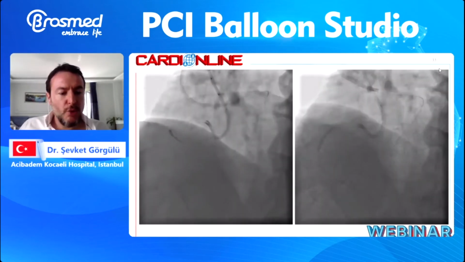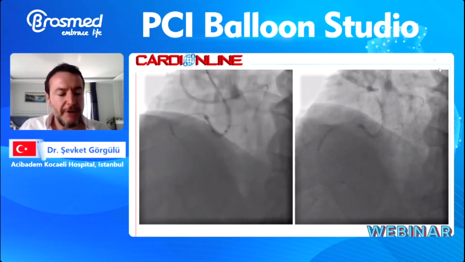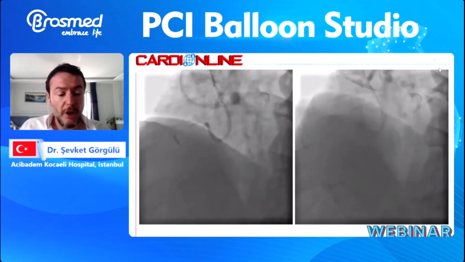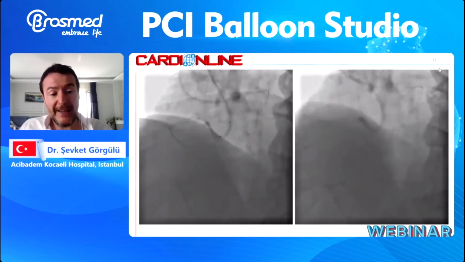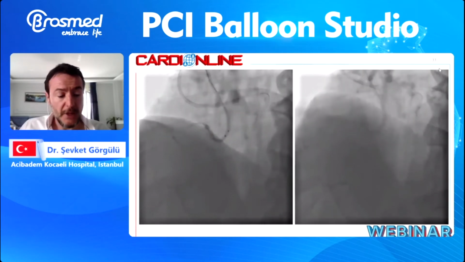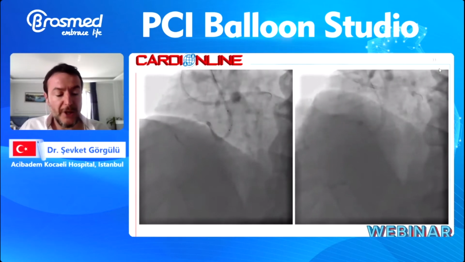So the Pilot 200 was exchanged with R350 after ballooning. The empty micro was trapped to prevent a comeback into the RCA, as you can see here in the left panel. And an Artemis 2 by 30 millimeter balloon for predilation.